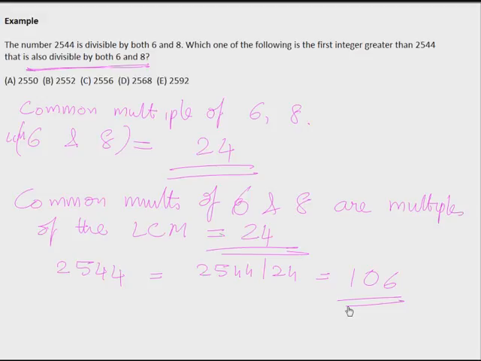And I know that every common multiple is a multiple of the LCM. So what's the next multiple of 24? If 2544 is a multiple, then I need to add 24 to get the next multiple. That will be 2568. That will be the next multiple of 24, and therefore, that will be the next common multiple of 6 and 8. That answer is D.